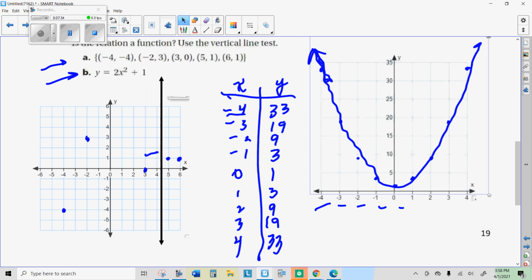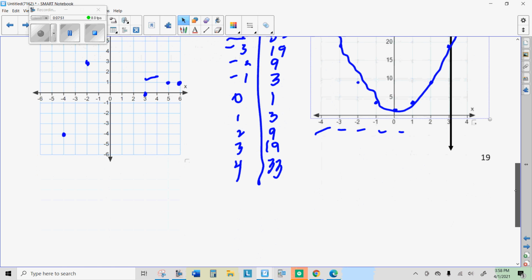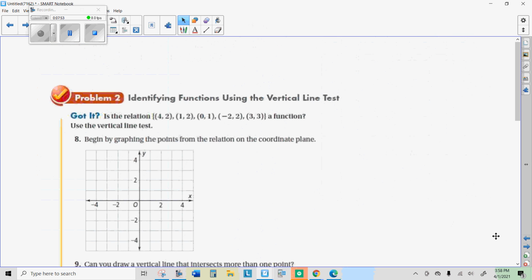Now, if this vertical line hits the graph in more than one point anywhere along the way, then we would say it's not a function. But for any input, like say the input is 3, the output is just one number, and you can tell that because it's only hitting the graph in one spot. All right, so both those are examples of functions.